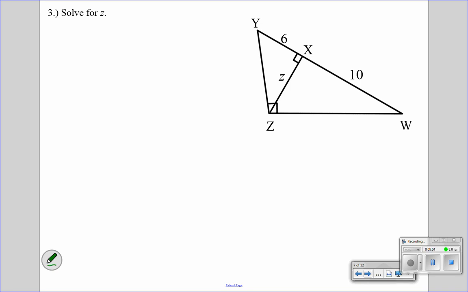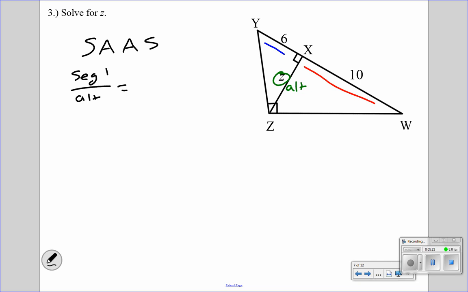In this triangle, we're looking for z, which is our altitude, and we're given two segments, 6 and 10. Since we're looking for our altitude and we have two segments, we're going to use SAS. Segment 1 over altitude equals altitude over segment 2. So in this case, that would be 6 over z equals z over 10.